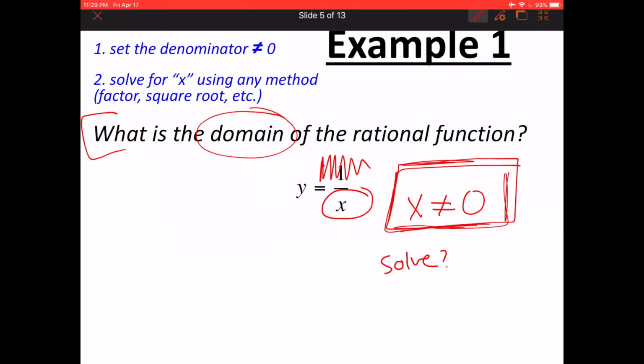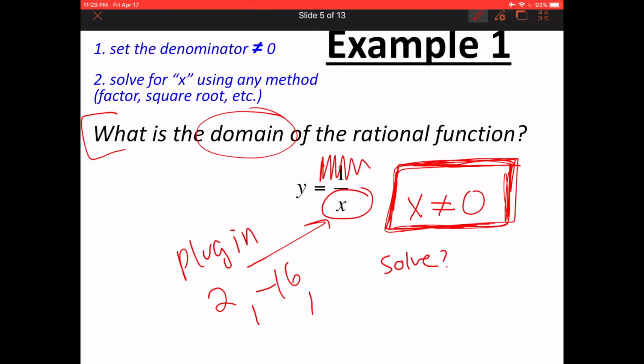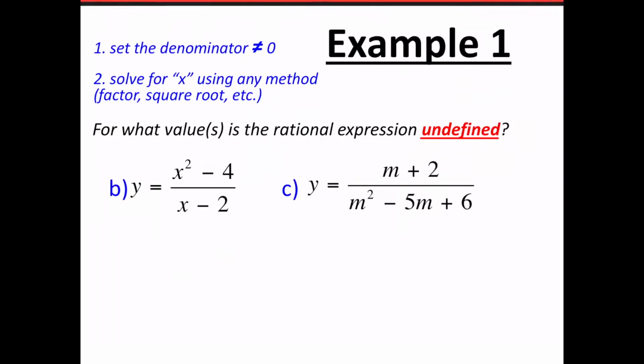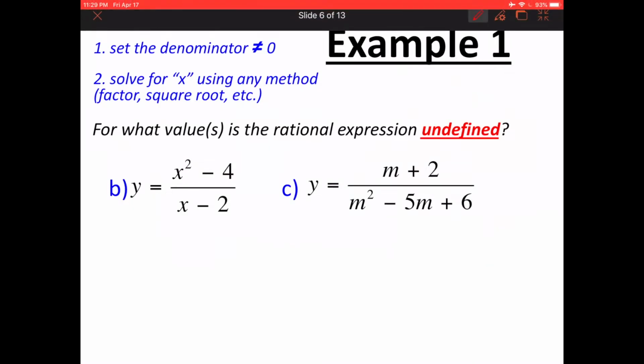What is the domain of the function? X cannot be 0. So what we're saying is x could be any other number. You could plug in 2, you could plug in -16, you could plug in 157. So you can plug in any number that you want, but you cannot plug in 0. So that's what you would tell me. X cannot be 0. That is the answer to this problem. All right, let's look at another problem.